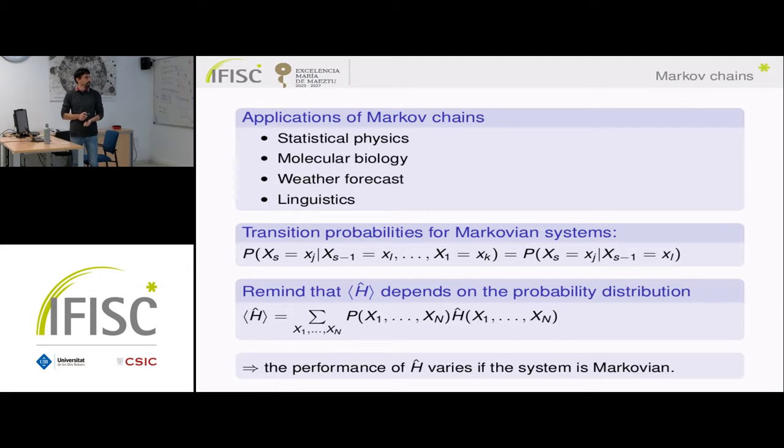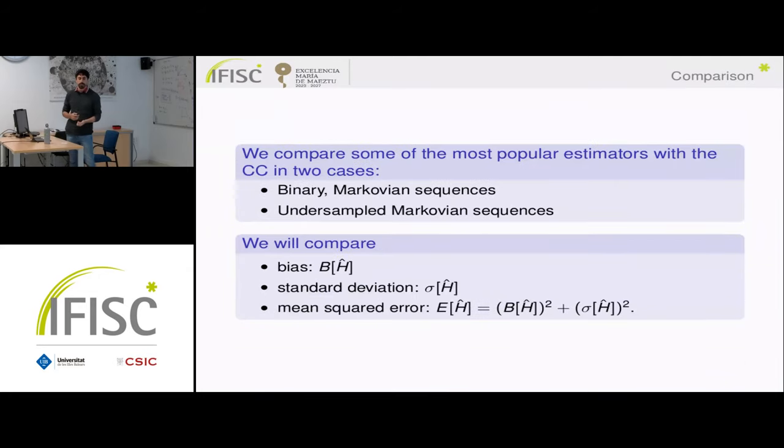So taking this into account, we wanted to do something that we saw wasn't done before, which is to compare these estimators in Markovian cases and compare them with our proposed estimator. So we compare them for binary Markovian sequences and undersampled Markovian sequences. And we compare the bias of the estimator, the standard deviation, and the mean squared error, which is the squared sum of the bias and the standard deviation. And again, what we want of an estimator is to have low bias and low standard deviation. So overall, a low mean squared error.